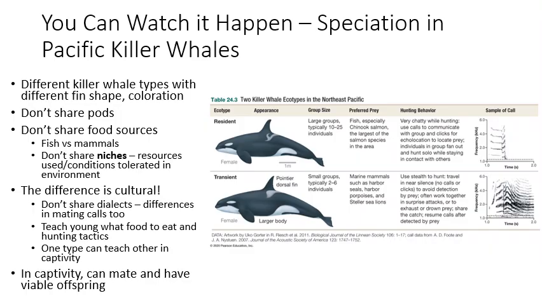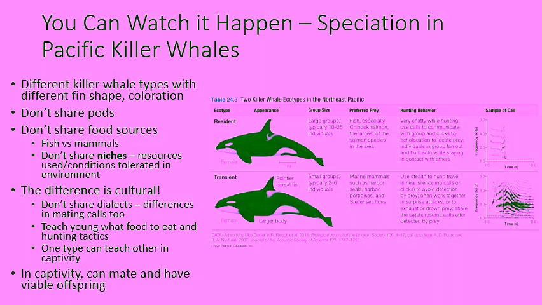Also, if you have a transient whale in captivity, and you try to feed it fish, it doesn't actually understand that fish are food. It will not eat them, and it will just starve. But if you keep it in captivity with a resident whale, and it gets to see the resident whale eating fish, then it understands that those are food and it will start eating them.